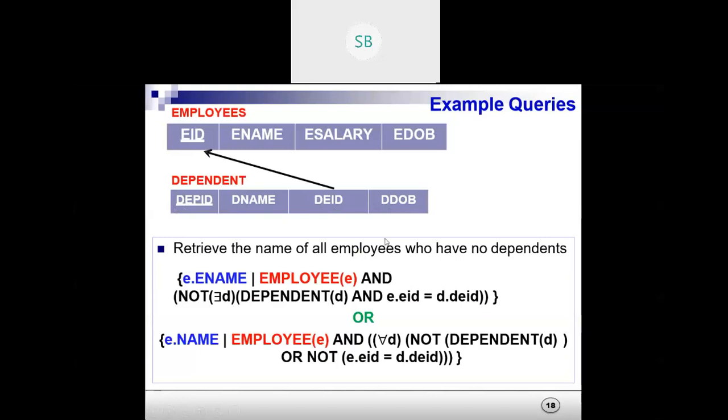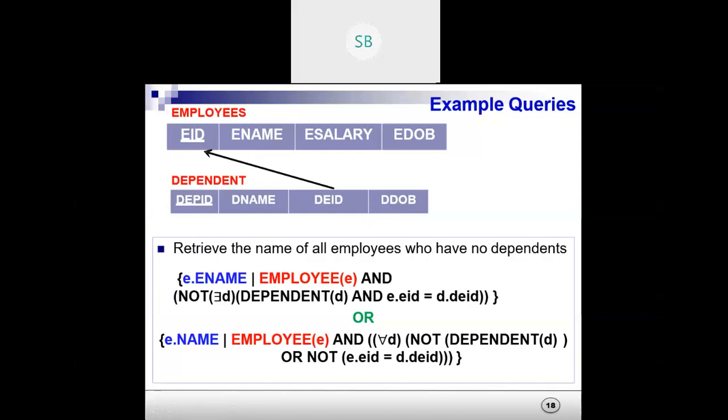If we want to find who is the parent of this dependent, or who has this dependent, this is the foreign key here, right? This employee ID is used here. So if we want to check, we will refer to this table only. Here, the department EID is the foreign key because it is the primary key in this table. So the question is, retrieve the name of all employees who have no dependents.